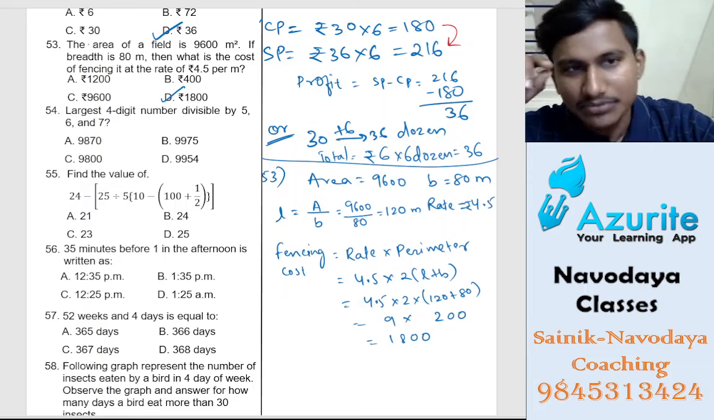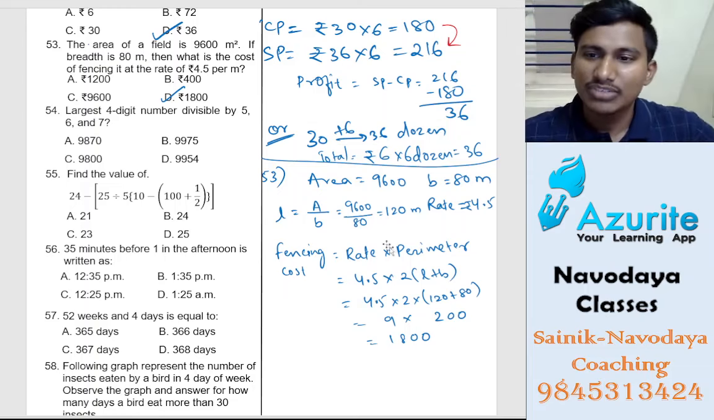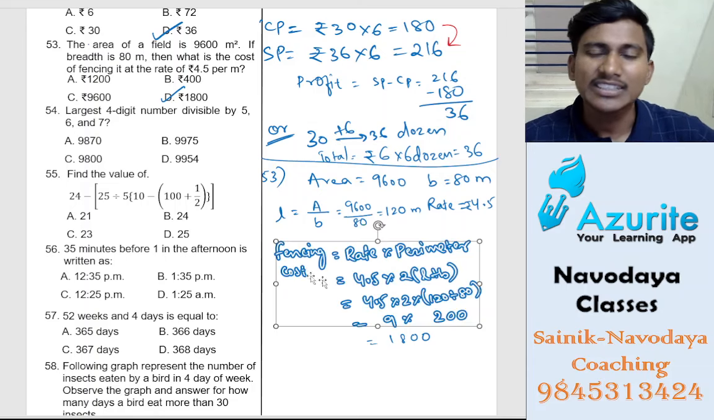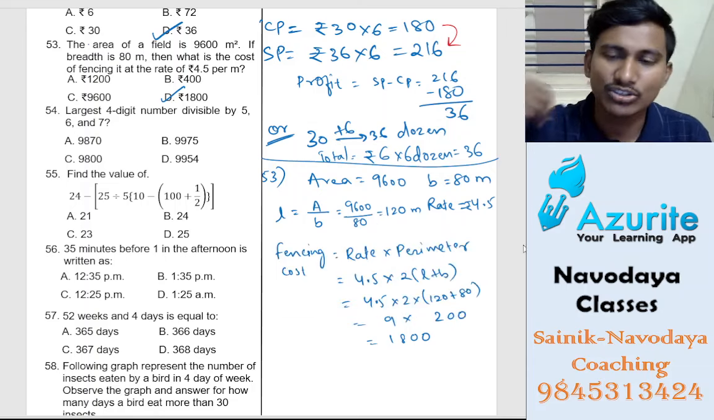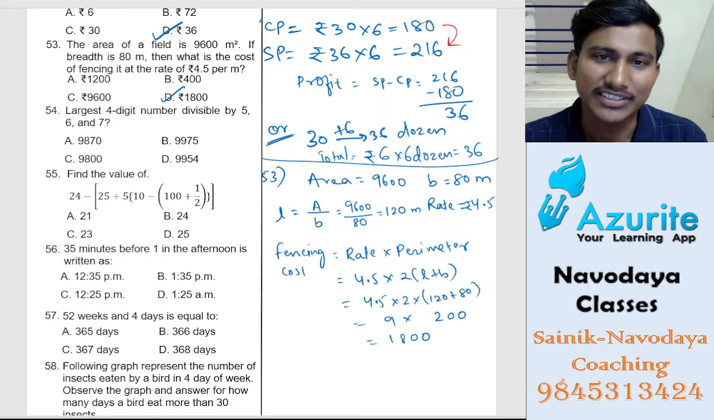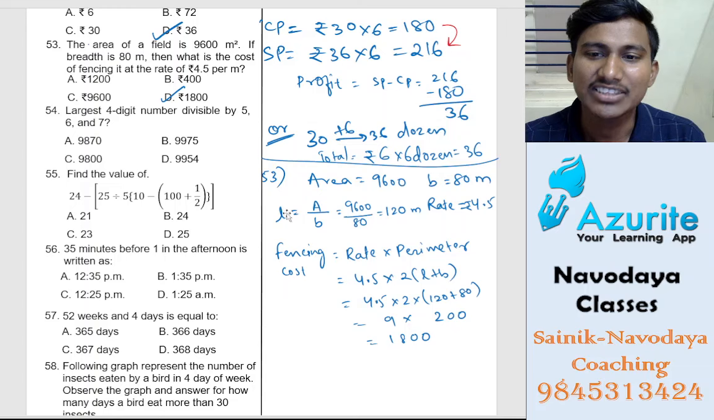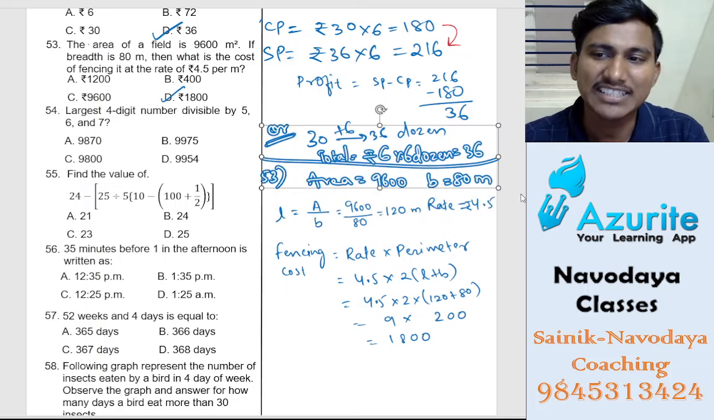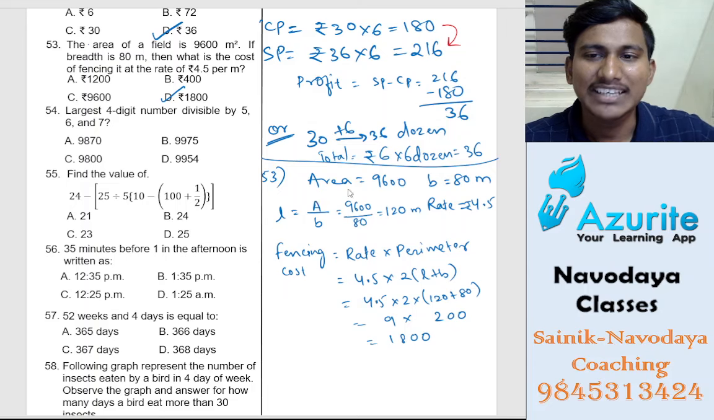So see here, we have to find the perimeter to find the fencing cost, because we do fencing on the perimeter. So how do you find perimeter? 2 into length plus breadth, right? So here we have to find the length first. Area is given, breadth is given. Breadth is 80 meter, area is 9600. So how do you find the length? Area divided by breadth. So that is 9600 divided by 80.